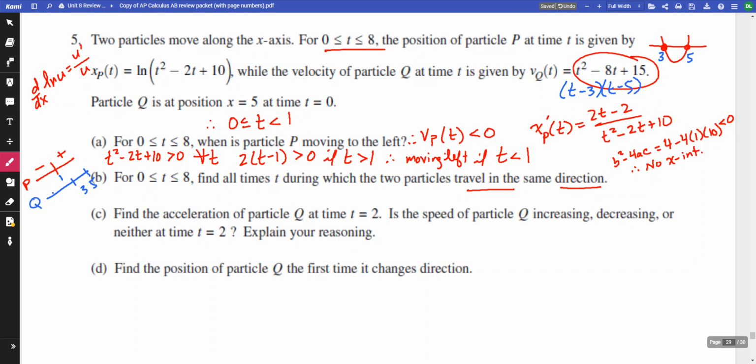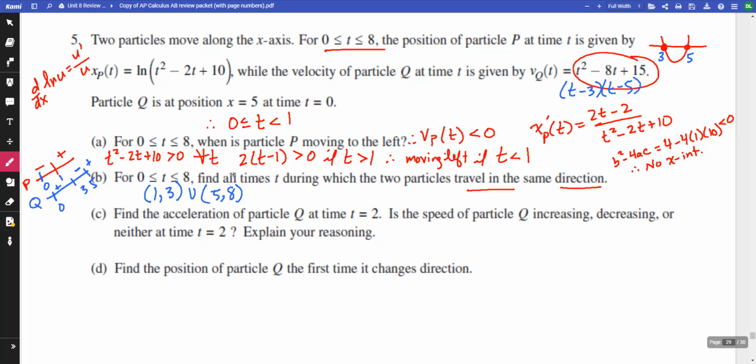We don't really care about anything to the left of 0. But between 3 and 5, this particle is negative, and otherwise it is positive. So we're moving in the same direction. And let's see here. From 0 to 1, no. From 1 on, then that's going to tell us to be from 1 to 3. From 1 to 3, they're both moving to the right. And then as well from 5 to 8, and we end at 8 because 8 is our endpoint. Okay, so we'd say that we're moving from 5 to 8.